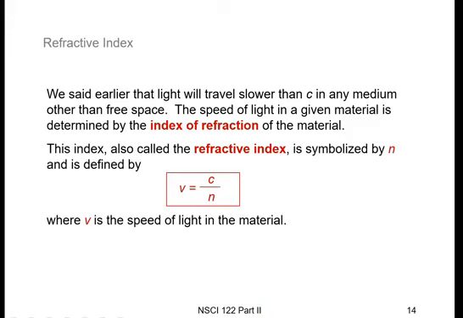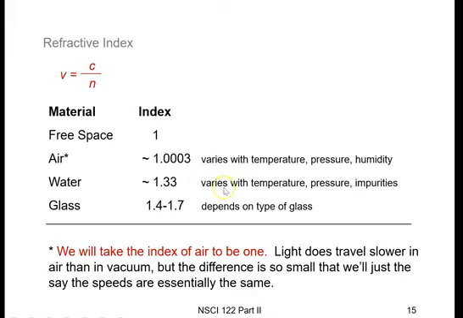So what I have listed here are some typical materials that we'll commonly talk about and their respective indices of refraction. As I said, free space is 1. Now air is almost 1. It's slightly bigger than 1. And it's going to vary depending on temperature, pressure, humidity, and what particulates are in the air. But it's typically around 1.0003, and any variation is going to be out in the 10,000th place.